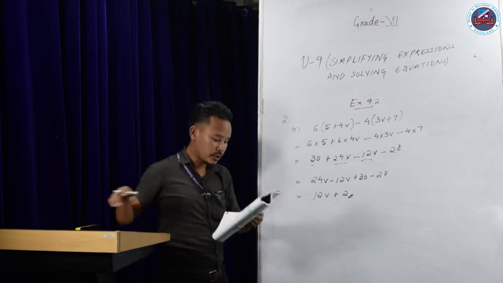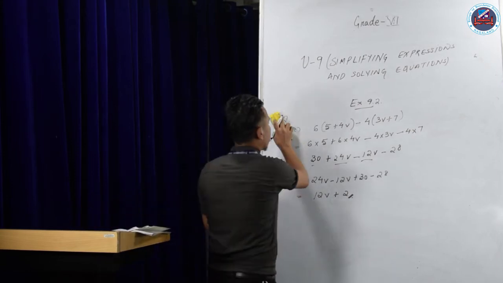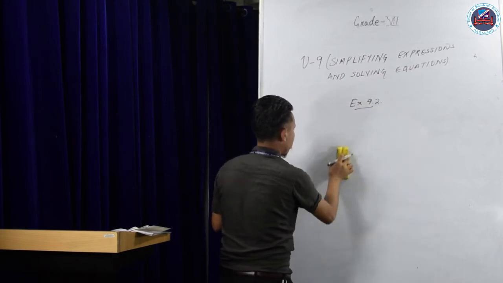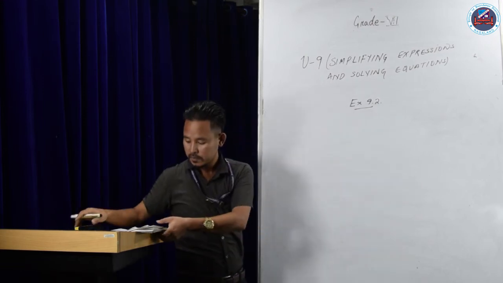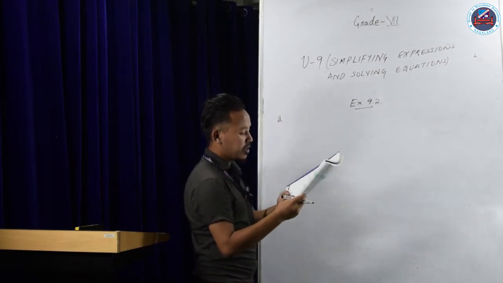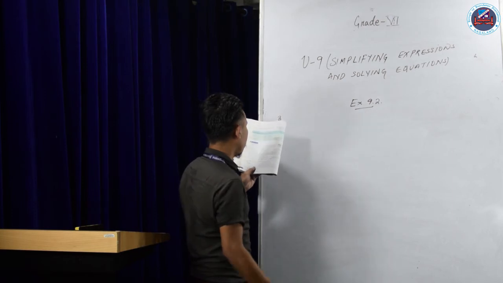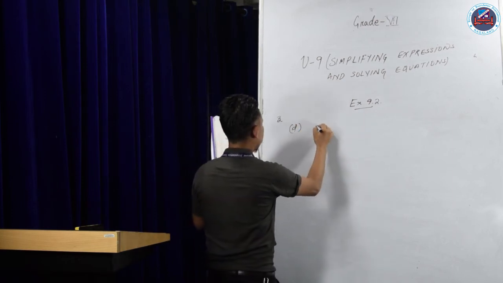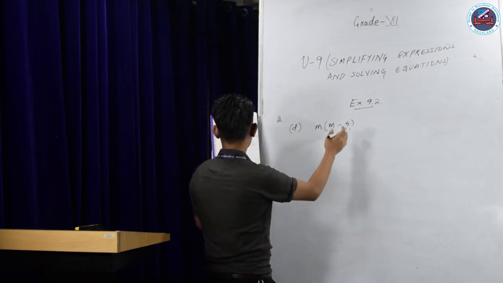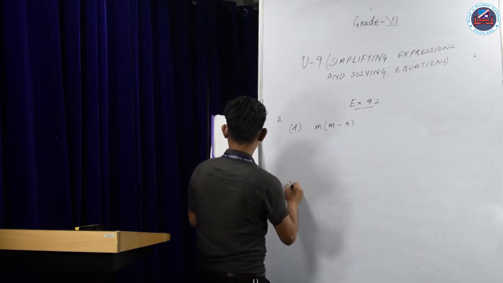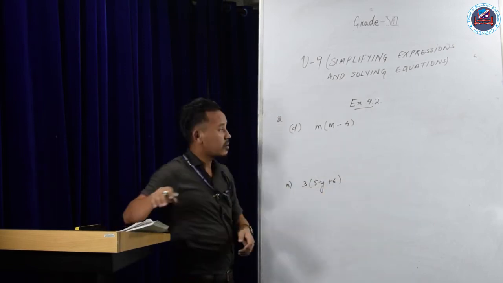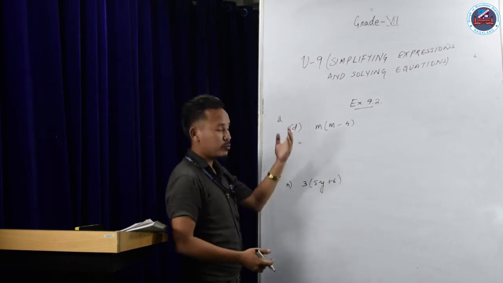And we'll move on to the next question. Question number 3, it says, expand each expression. That is the same thing. Let me do D, that is m(m minus 4), and let me do n, 3(5y plus 6). It's the same thing which we have been doing previously.